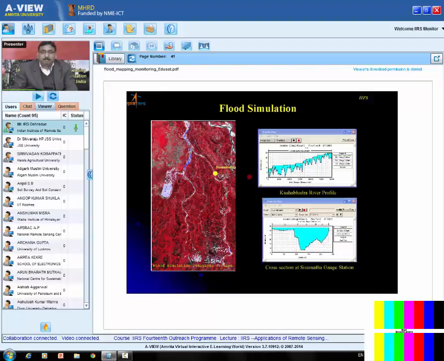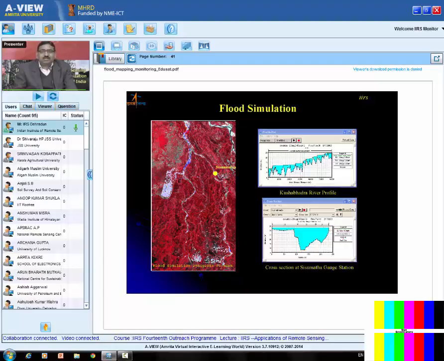Then this is the modeling part, which I may cover tomorrow, but I can tell you what people actually want from us. People are not interested in the depth and all these things. They want to know, suppose this is my house, at what time water will enter my house. Suppose this is a road, at what time water will come to this road, whether it is coming or not. This is very important. So modeling will help you.